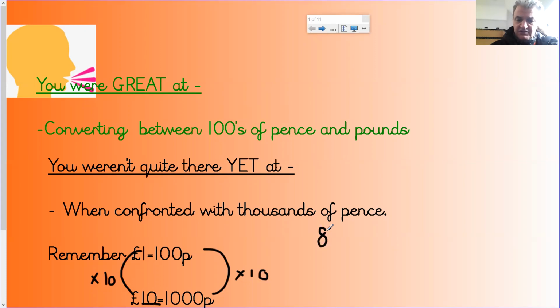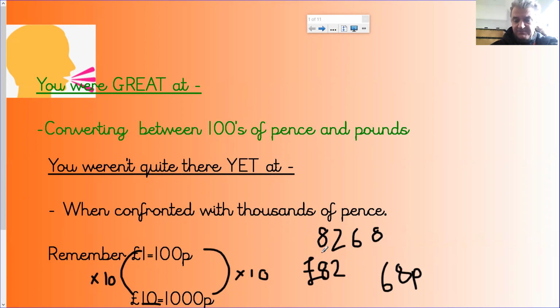So if I was given something like that, I know that 1,000 pence is £10. So I would know that that would be £82.68. We don't come across it very often, but it's worth looking out for and remembering: 1,000 pennies is equal to £10.